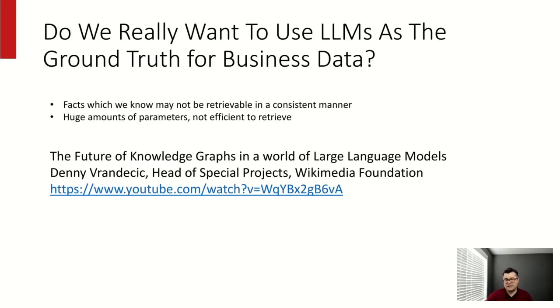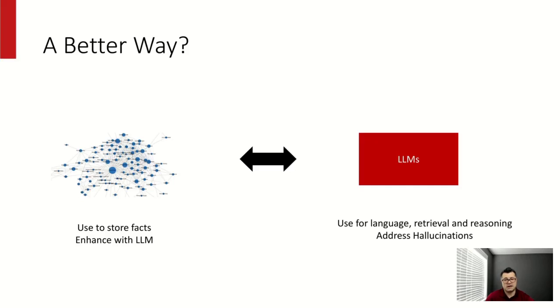There's a pretty nice talk by a guy called Denny Vrandečić. He's the head of special projects at the Wikimedia Foundation. I've included the link to this YouTube recording of his talk, a post-conference recording, and it's about the future of knowledge graphs in a world of large language models. He goes into this, and it's very interesting. And really, the question here would be: is there maybe a better way to think about large language models and the knowledge that is being maintained?